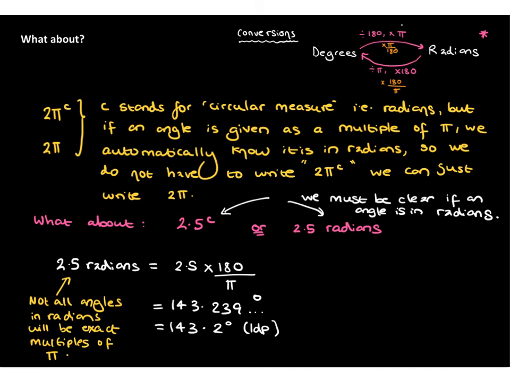If your angle is in radians and it's a multiple of pi, that's absolutely fine, because by giving your angle as a multiple of pi, we automatically know it's in radians. If your angle is in radians and it's not a multiple of pi, so for instance this 2.5 radians that I've used here, you've got to either use the c to show that your angle is in radians, or simply state in words that your angle is in radians. If in doubt, always write down my angle theta is in radians, so we know it's in radians for certain.